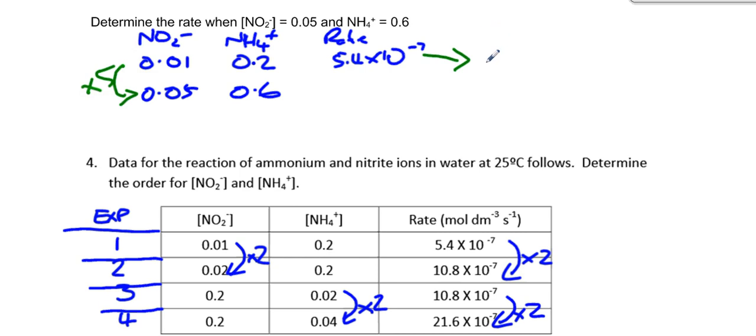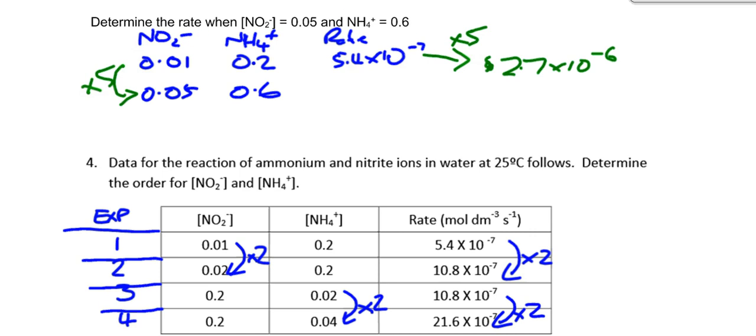5.4 times 5 is going to give me, well, it's not going to give me 5. I'm going to times it by 5, that's right. Times 5 is going to give me 2.7 times 10 to the minus 6. So that's my rate if I've got a change of times 5 for NO2 minus.